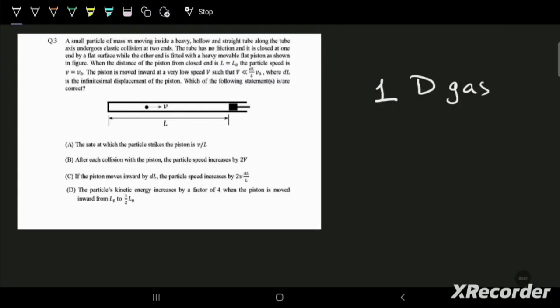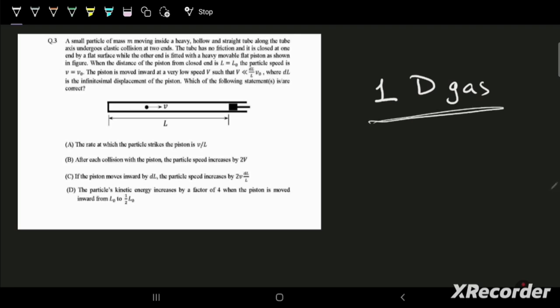Hello everyone. So today in this video I'll be discussing two problems, one from JEE Advanced 2019, another from Pathfinder, that is from Challenge Your Understanding. Both questions have a small concept common in both, that is the concept of 1D gas.